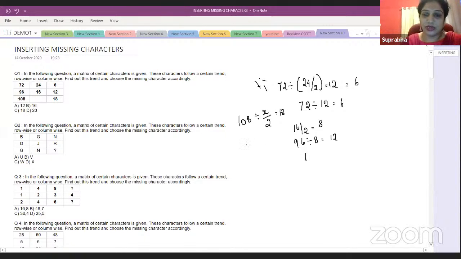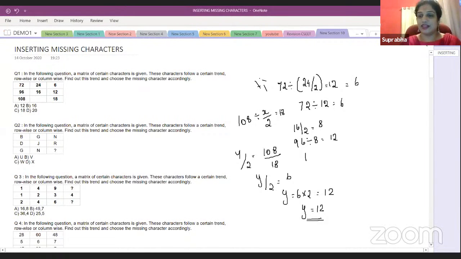Now can you calculate? So it will be y divided by 2 is equal to 6. You work out in your notebook, don't check mine. How much is 108 divided by 18? It will give you, I think, yes, 6. So y is equal to 6 into 2, 12. So this should be your answer. Yes?